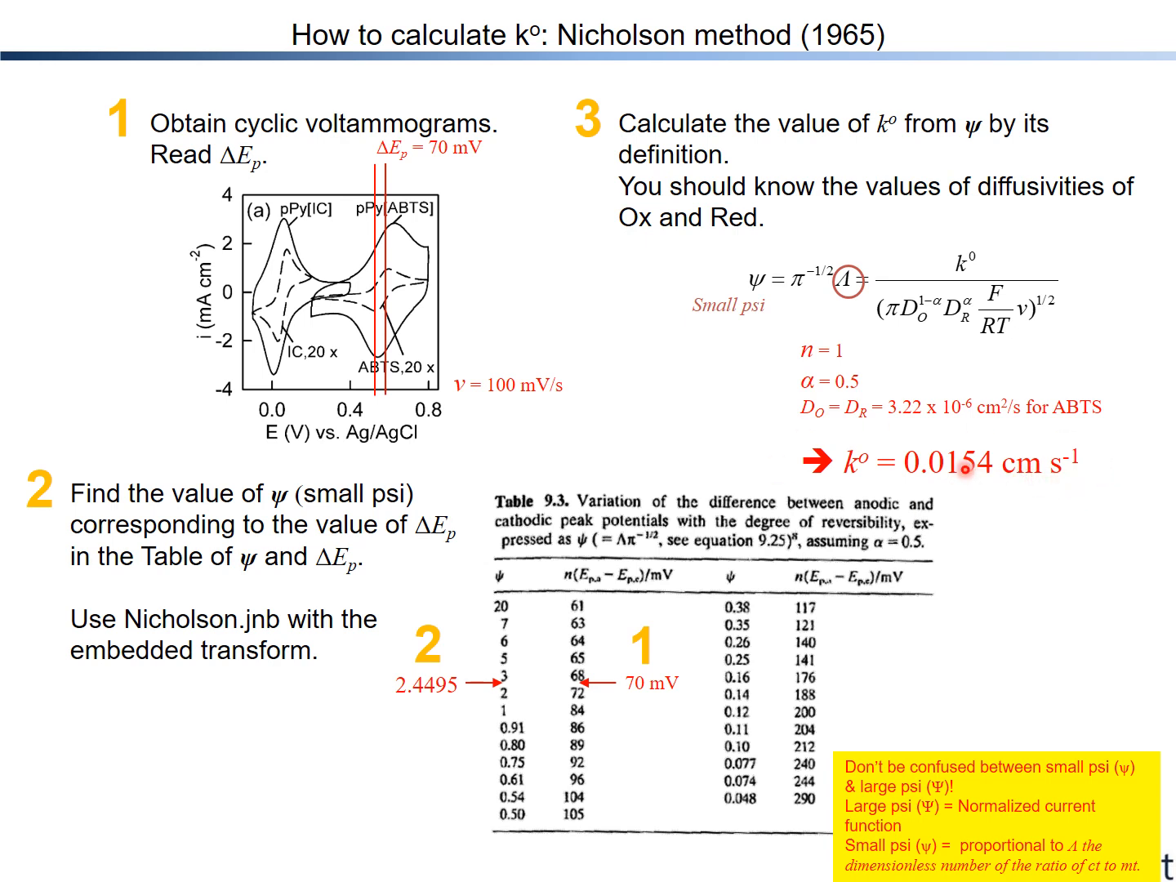So the Nicholson method can be widely used for measuring the standard rate constant. The basics behind the Nicholson method is the comparison between reversible reactions and quasi-reversible reactions. If you find some deviation from the ideal cases, then you could measure or estimate the degree of irreversibility, which is the value of the standard rate constant.